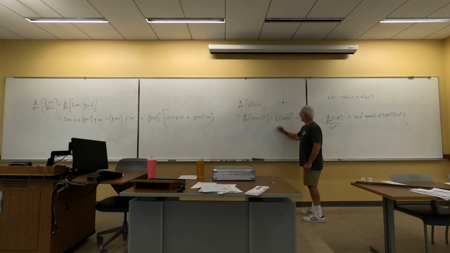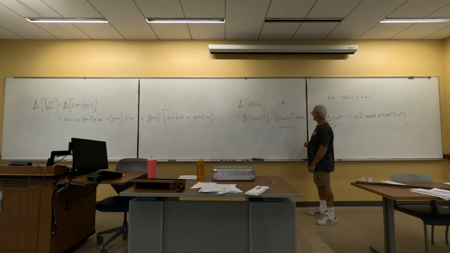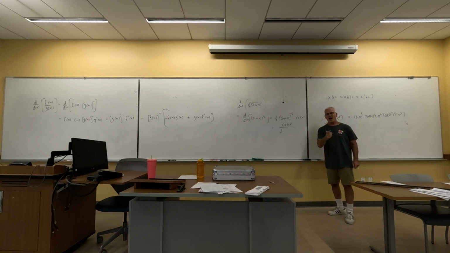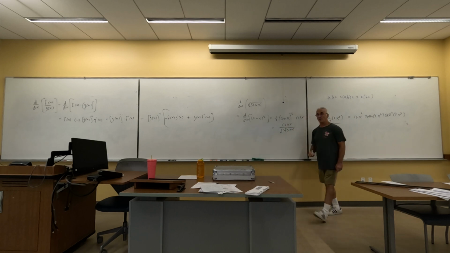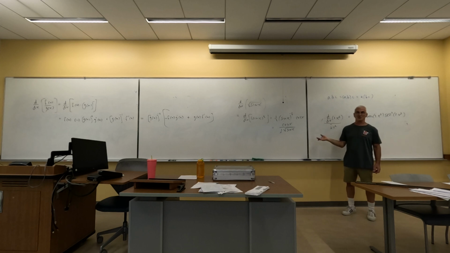So, what's gonna stay on top? Cos x. What do you wanna put on the bottom? 2 root sine x, probably. I'd probably go with the root. I think that, yes, I can do 1/2 power. But in this case, it's just a square root, pretty clean, if you wrote it to the 1/2 power.